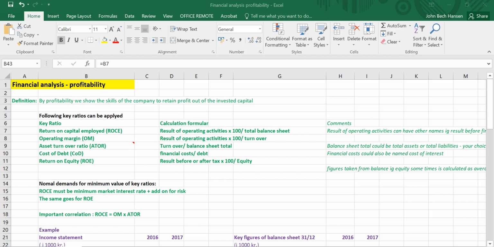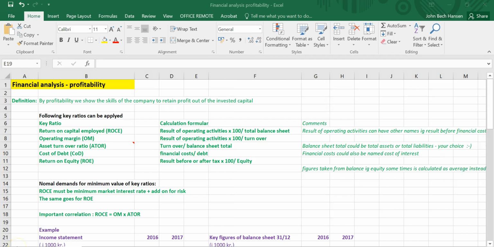Welcome to Financial Analysis Part 1, where we will talk about profitability. Profit is quite important for almost any business and organization. And normally we say the bigger the better.